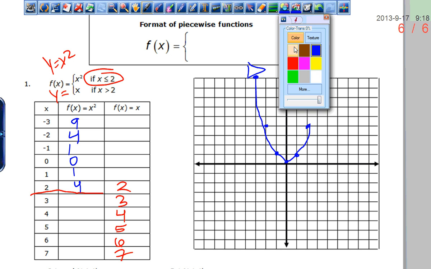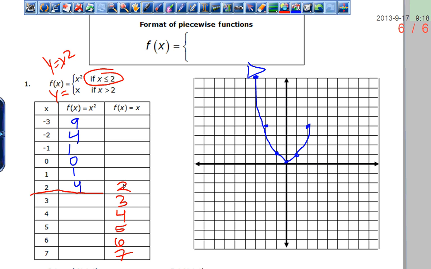The next thing I'm going to do is take my other color here. I'm going to graph these points. Let's go ahead and do 2, 2. So 2, 2. But this time, I'm going to put an open circle. Anyone tell me why I'm putting an open circle there?